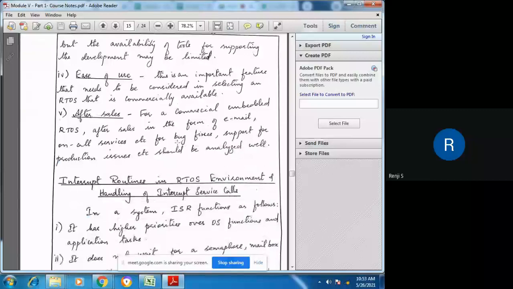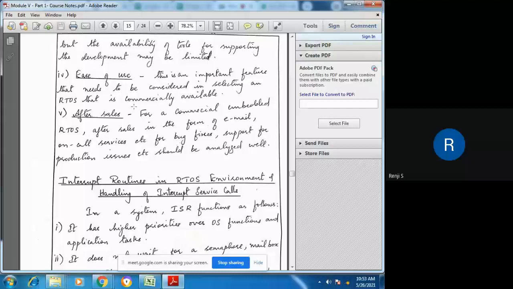Then ease of use. It is an important feature that needs to be considered while selecting an RTOS that is commercially available. As I said, there are certain RTOS that are commercially available, and we can assemble components into that. When we assemble components into the RTOS, it should properly support these off-the-shelf components, and it should also be easy to use.